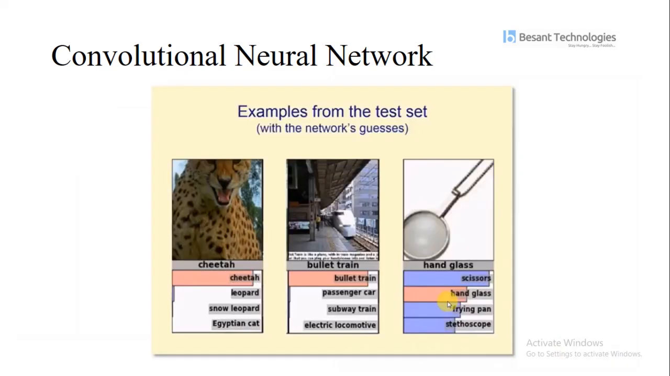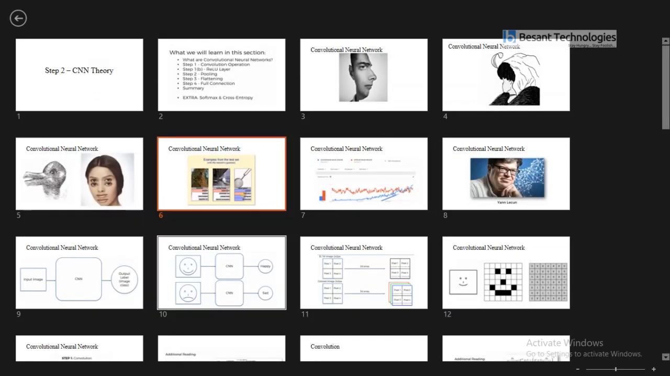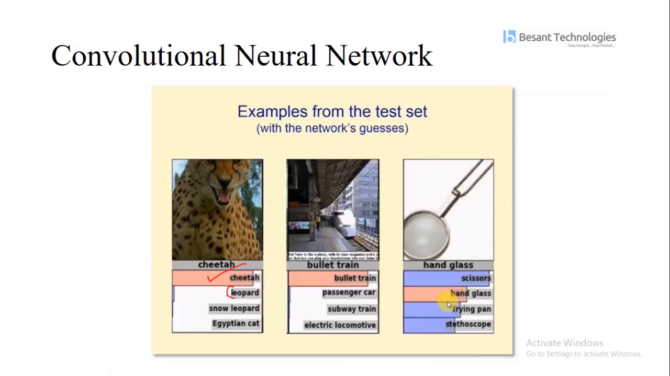Some of the things. Now we are giving this image of a cheetah. It could be a leopard or a snow leopard or an Egyptian cat. This cheetah may be a combination of any of these things. When I give this image to my network, it may understand this as a cheetah or a leopard or a snow leopard or an Egyptian cat. So which is the real answer? This is my real answer. If my machine considers this a leopard or snow leopard or Egyptian cat, then my prediction is wrong.